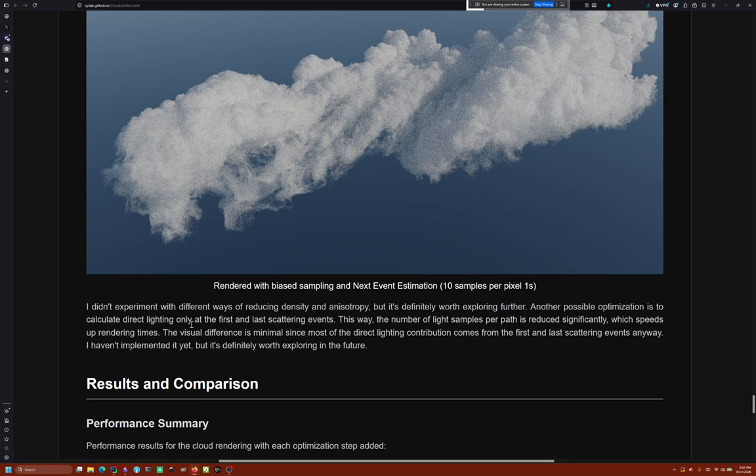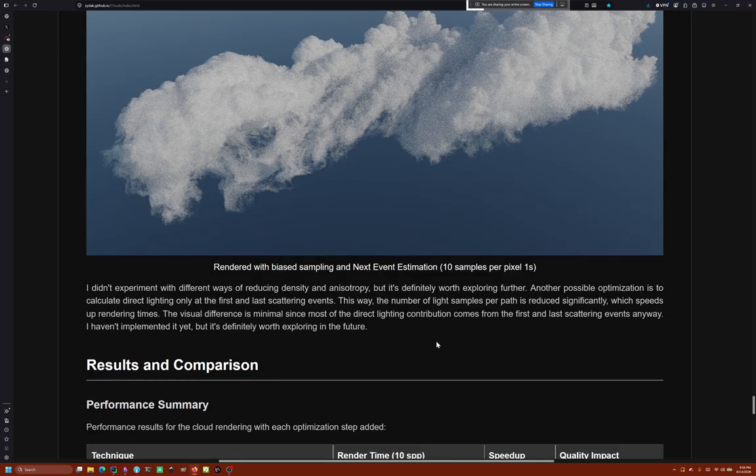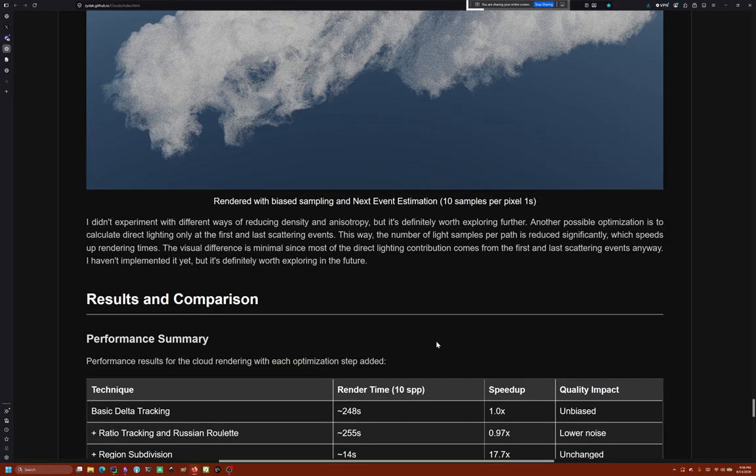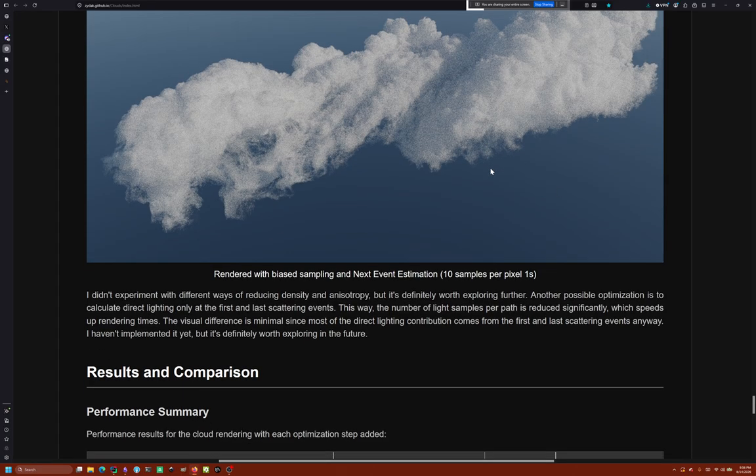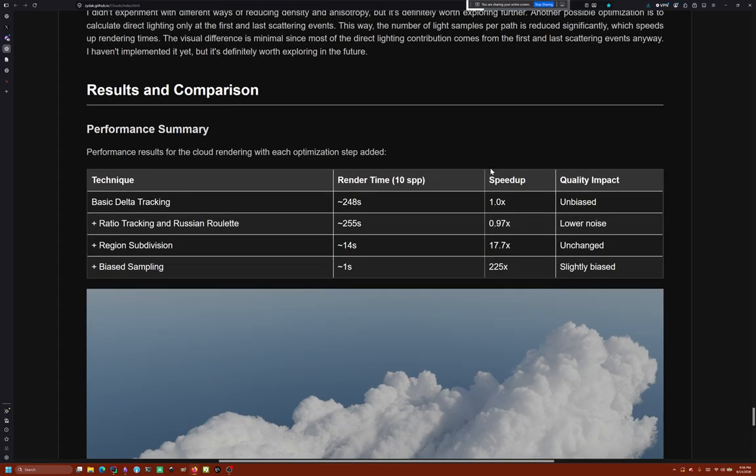A possible optimization is to calculate direct lighting only at the first and last scattering events. That way, the number of light samples per path is reduced. Visual difference is minimal since most of the direct lighting contribution comes from the first and last scattering events anyway. That's interesting.